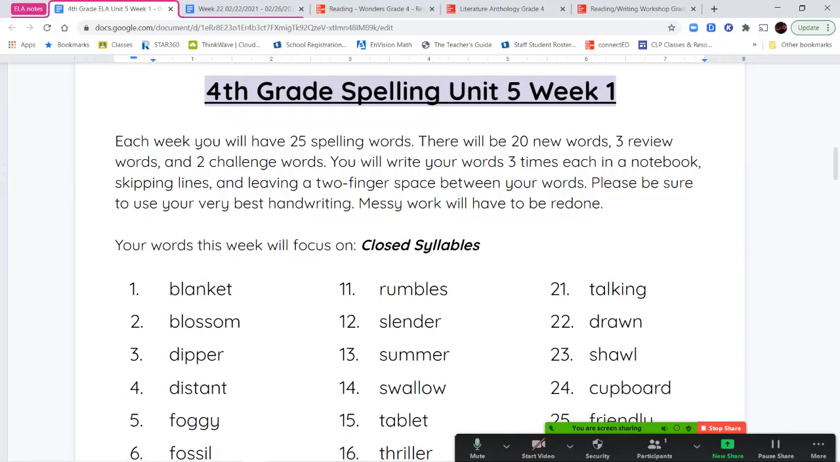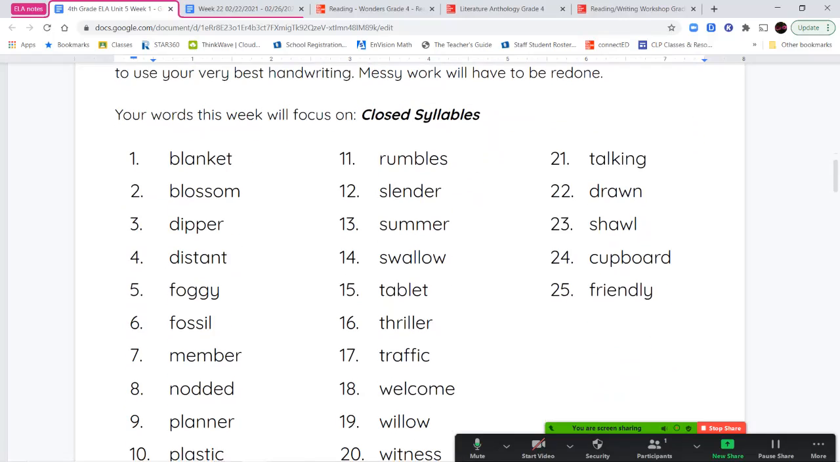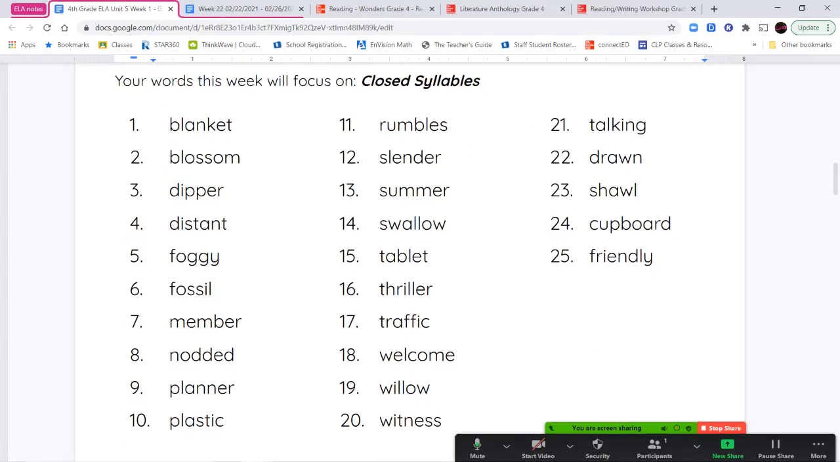Now let's get into our spelling words for this week. So we're going to be working on closed syllable words. Now remember, we've talked about syllables before, open and closed, and we'll review them again after we read through our words. But just a quick recap, a closed syllable is a syllable that has a consonant letter at the end of it. So anything that's not a vowel.